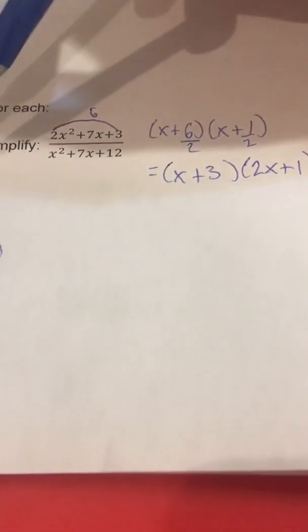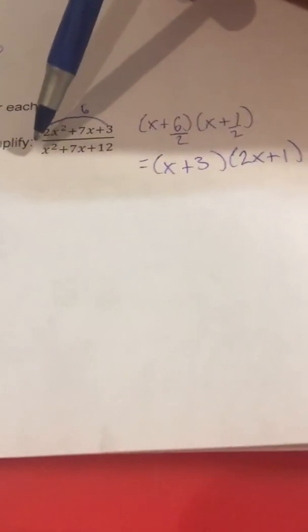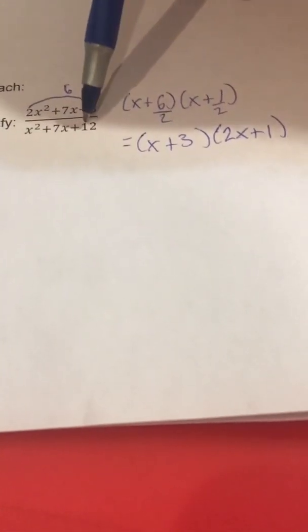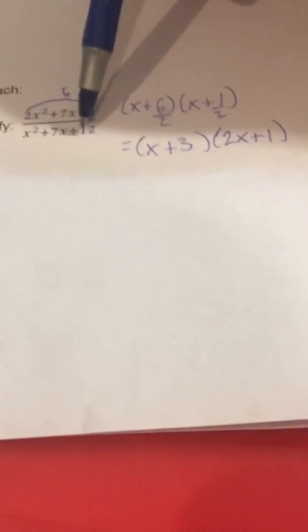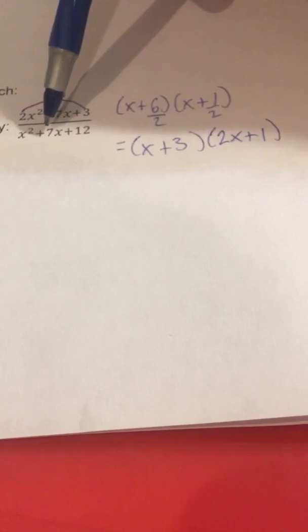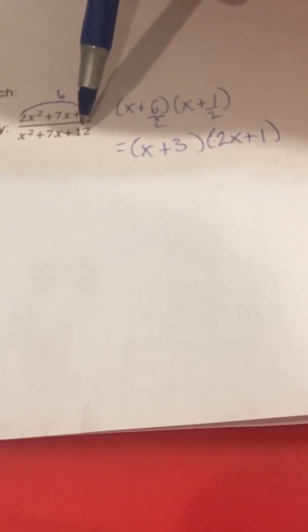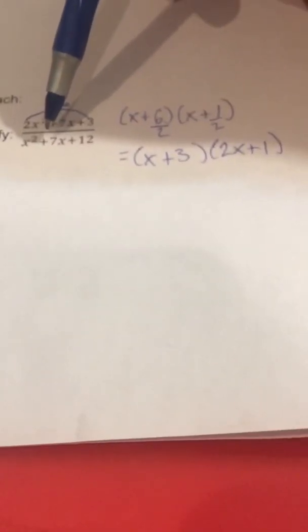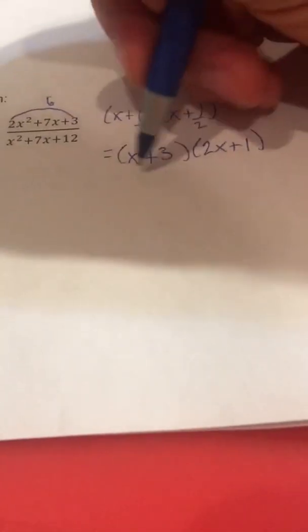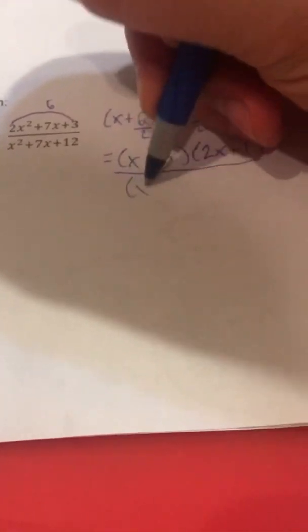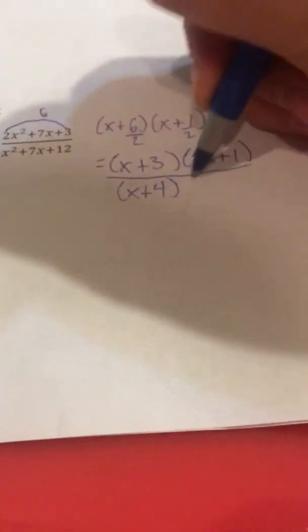Now the bottom, I need to do the same thing. There is no number in front of x squared, so I don't have to use the rainbow method. I just need to find two numbers that multiply to give me 12 and add to give me 7. What multiplies to give me positive 12 and adds to give me 7? 4 and 3. So that's going to give me x plus 4 and x plus 3.